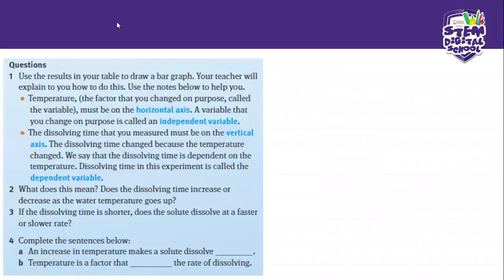Right, here are the questions. Question 1 says, use the results in your table to draw a bar graph. Your teacher will explain to you how to do this. Use the notes below to help you.